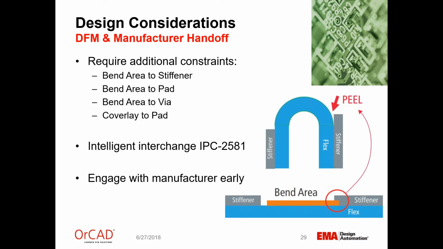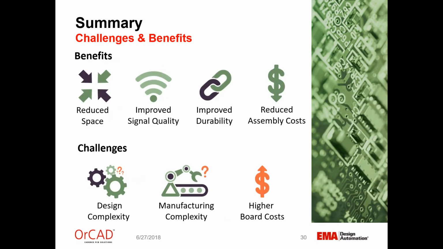Flex designs require additional checking different from those of rigid boards. These constraints will check the clearance between objects on different layers of the design, such as bend area to stiffener, bend areas to pads, bend areas to vias, and cover lay to pads. Using an intelligent interchange format such as IPC 2581 will enable your manufacturer to more closely capture your design intent. It's best to engage your manufacturer as early in the design cycle as possible.